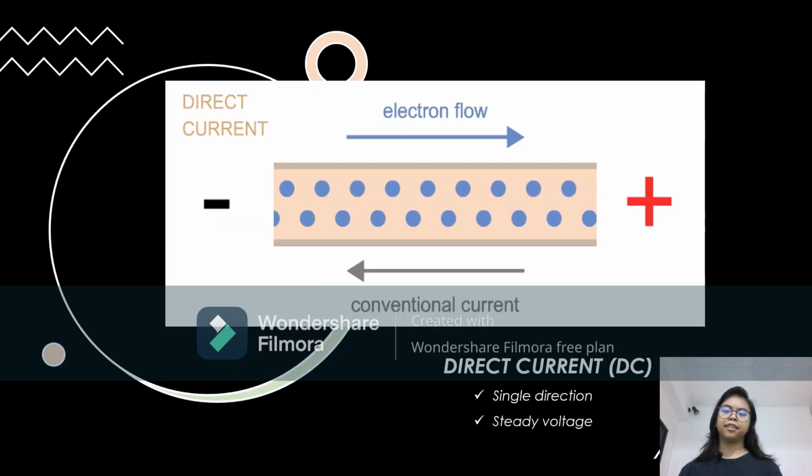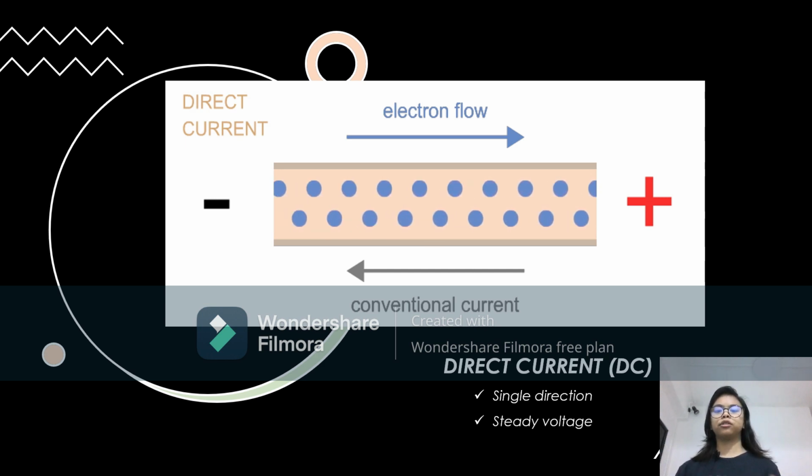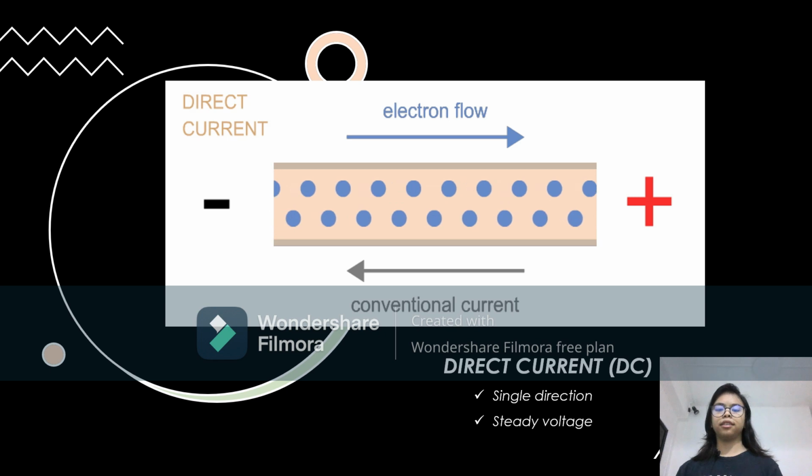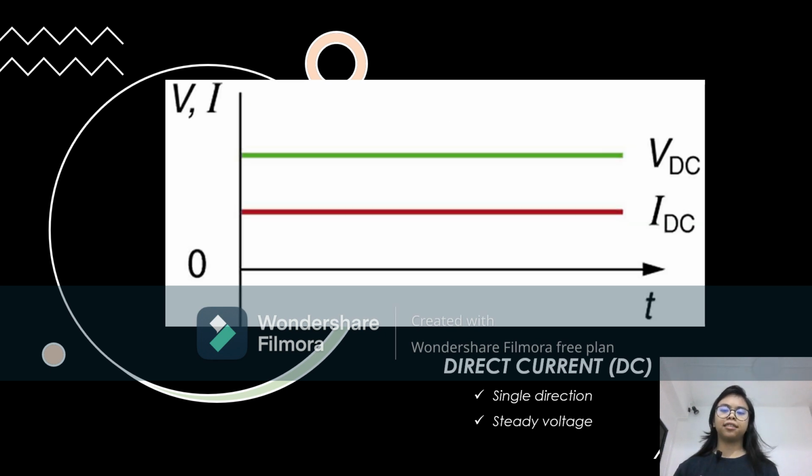If a current flows in a single direction in a steady voltage, it is called direct current or DC. The current flows from high voltage to low voltage unidirectionally. We can see in the illustration that the electrons travel from the negative polarity and are attracted to the positive. We can see two horizontal lines which represent steady DC.